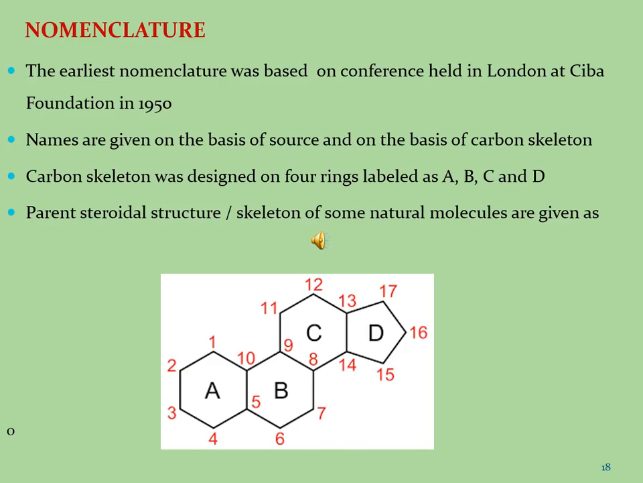It was also decided for the first time that the four rings of the carbon skeleton of the steroid molecule should be labeled as A, B, C, and D. You can see in the structure the rings labeled A, B, C, and D, and the total number of carbon atoms present within this molecule is also mentioned. The total number of carbon atoms in this molecule is 17. On the basis of the total number of carbon atoms and their sources, the name of this molecule was given as gonane.